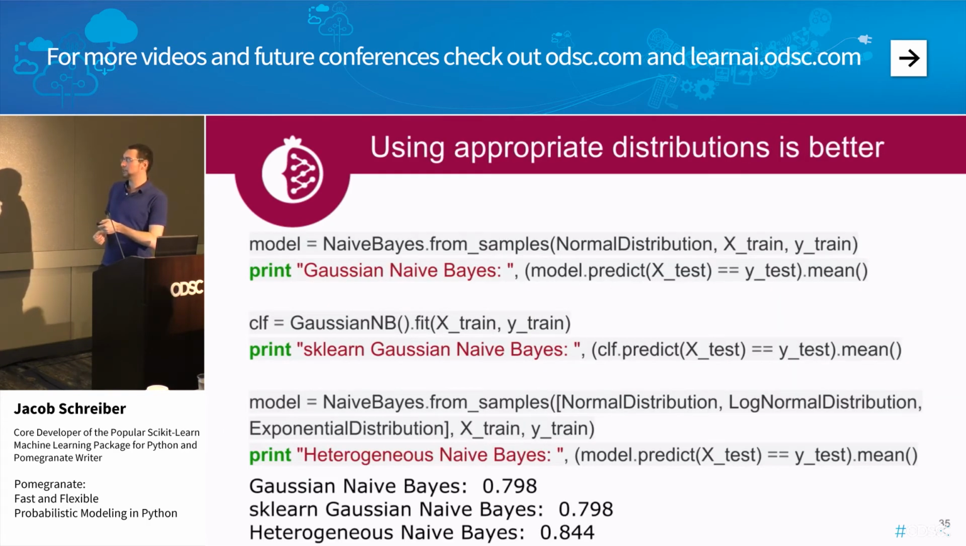Here's the code to train just the simple Gaussian naive Bayes in Pomegranate. Here's the same code, but for Scikit-Learn. And here's the code for Pomegranate using the appropriate distribution to model each one of the features. You can see here that we get around an 80% accuracy using just normal distributions, where we get an 84.4% accuracy using the appropriate distribution.